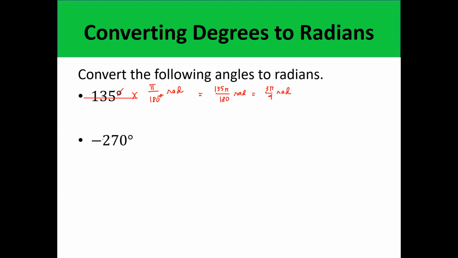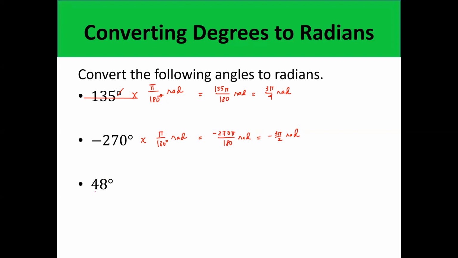Now, second, we have negative 270 degrees. So we multiply this also by pi over 180 degrees radians. And this will give us negative 270 pi over 180 radians. And in lowest terms, this is negative 3 pi over 2 radians.